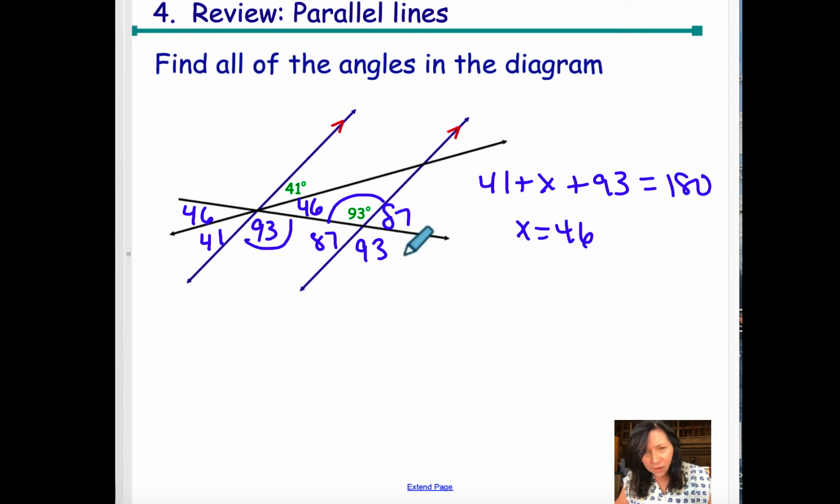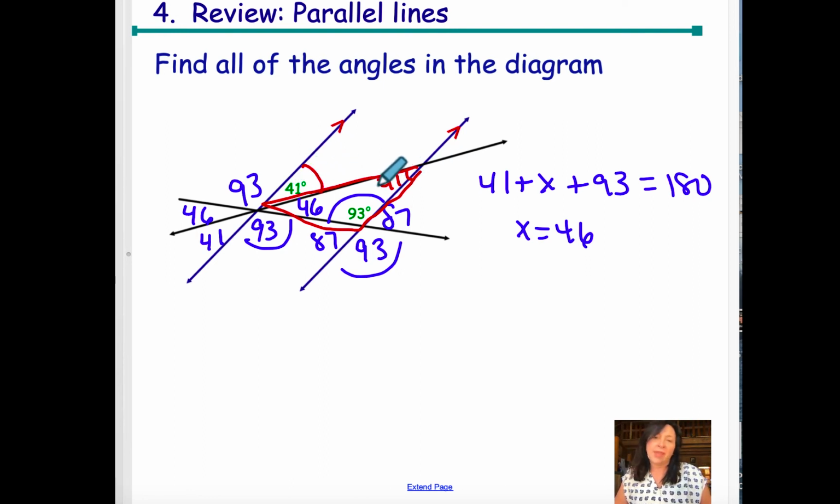And this angle here and this angle here are corresponding angles. They have to be congruent. This angle is 93. We got all these around. In order to find this angle down here, I see this triangle. And a triangle has a sum of 180 degrees, right? So 180 minus 93 minus 46 should be 41.